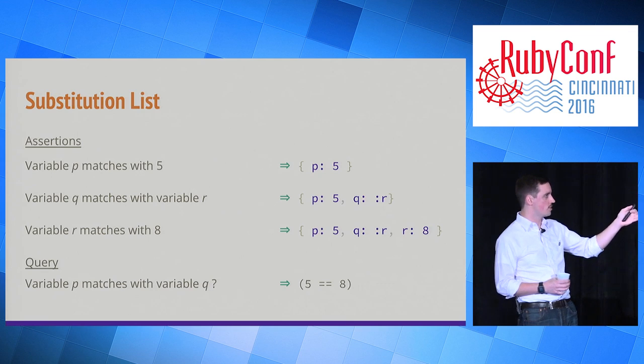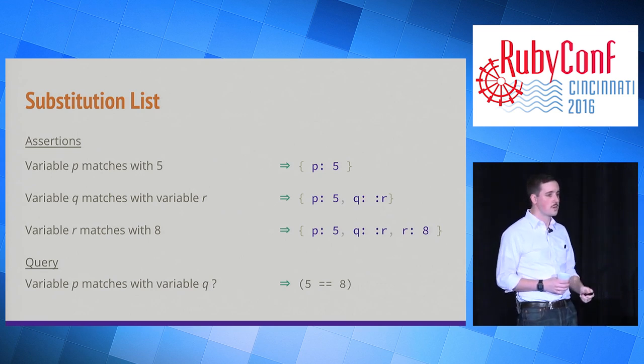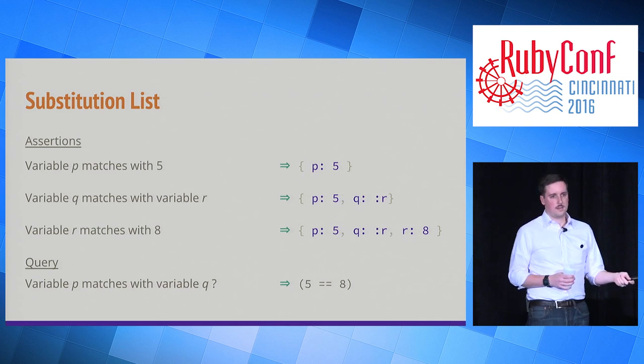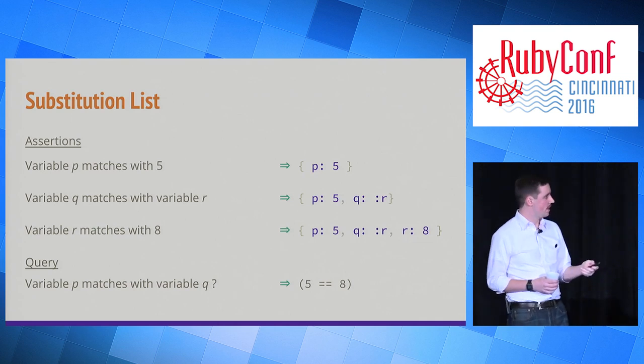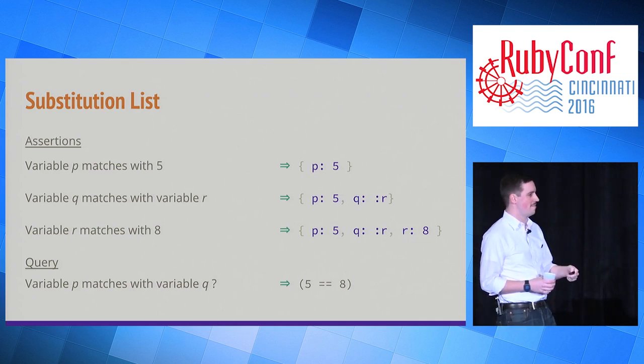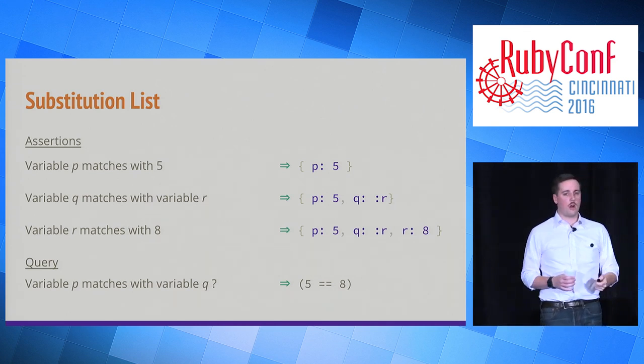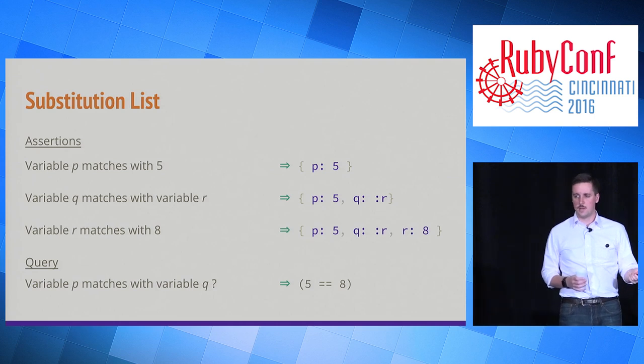I just implement it as a hash. When we assert that P matches with 5, or P unifies with 5, it stores 5 with P. We might say whatever R ends up being is what Q needs to match with, and that's that second line. So we already know P is 5, but now we add this new bit that Q has to equal R. And later on, we add that R ends up being 8.